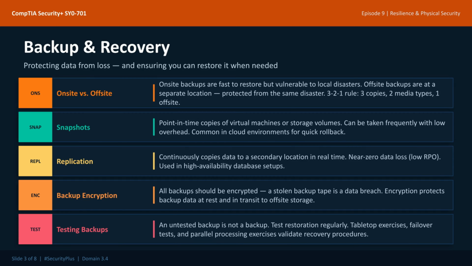Effective backup and recovery requires distinguishing between on-site and off-site backups. Following the 3-2-1 rule, snapshots provide quick rollback. Replication copies data in real time for near zero data loss. Finally, remember to encrypt and regularly test all backups.